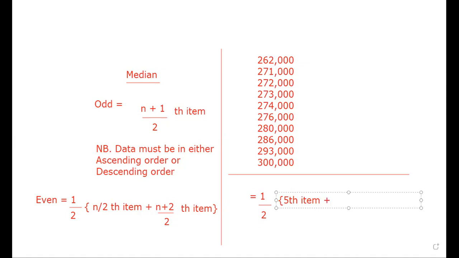So that 5th item plus the second part, which is n plus 2 divided by 2. That is 10 plus 2 divided by 2, that is 12 divided by 2, which is the 6th item. So it is the 5th item plus the 6th item. You divide by 2. That should give you the median.